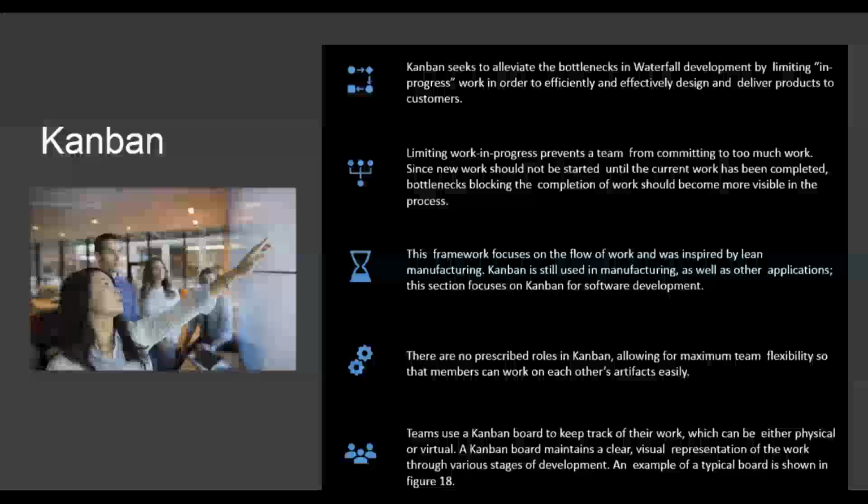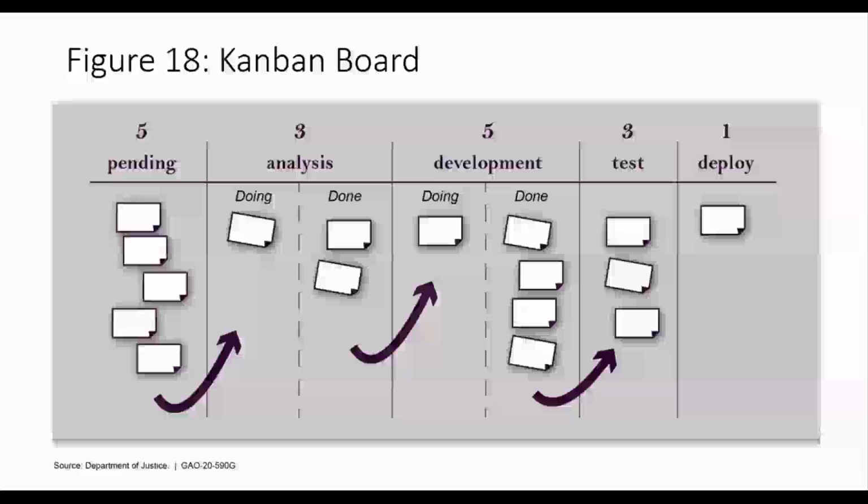A Kanban board maintains a clear visual representation of the work through various stages of development. An example of a typical board is shown in figure 18. Let's go to figure 18. Here's figure 18. This is a Kanban board. Now, this is one of the more advanced Kanban boards, but we can see items that are pending. We have 5 items pending.